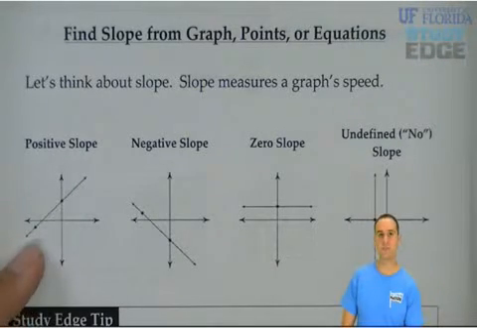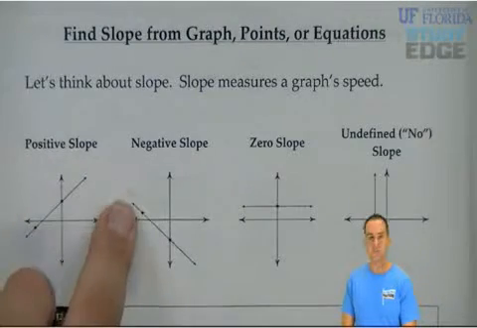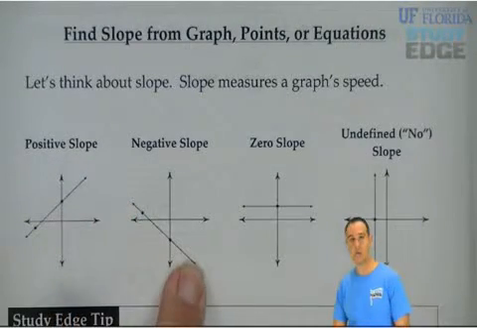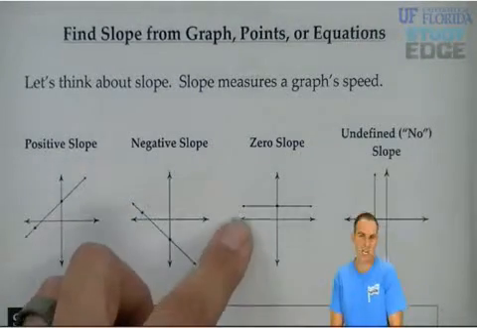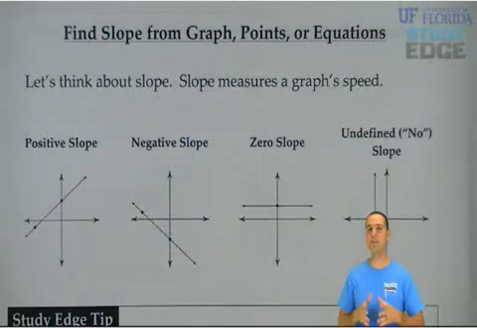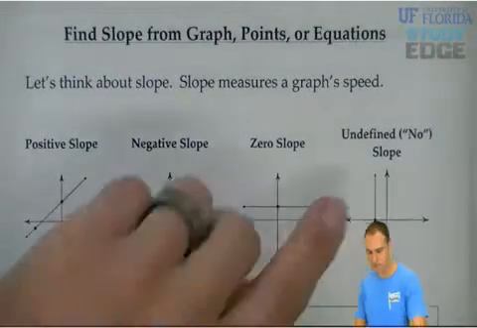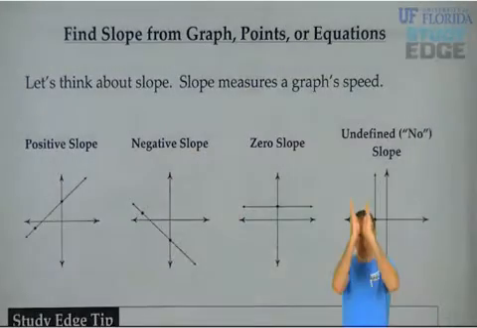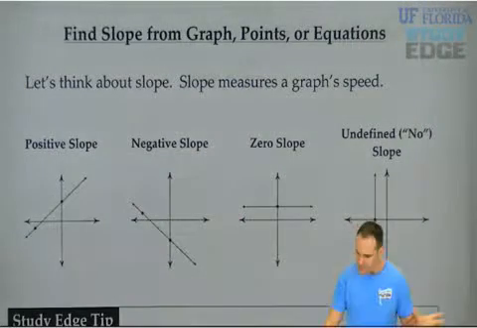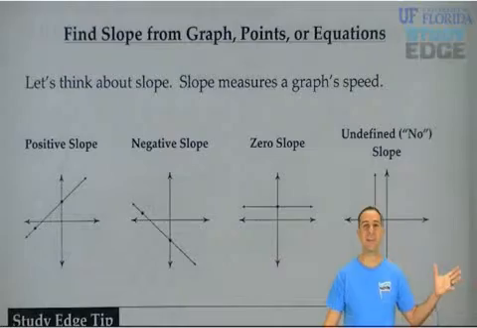Do we have a positive slope? Are we increasing? Do we have a negative slope? Are we decreasing? Do we have zero slope? We're just kind of coasting along. Or do we have an undefined or no slope at all because it's vertical? Okay, it's vertical.